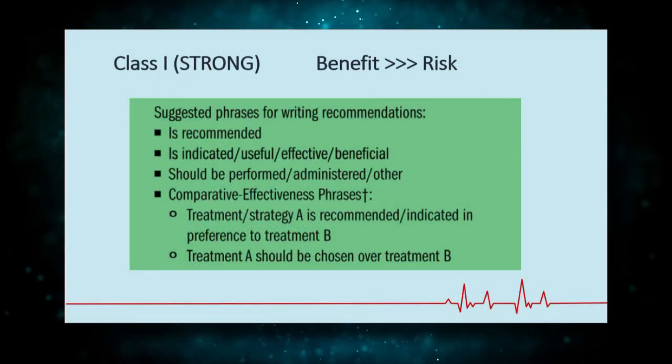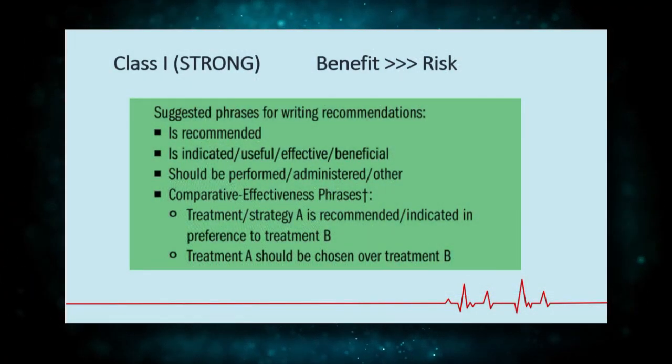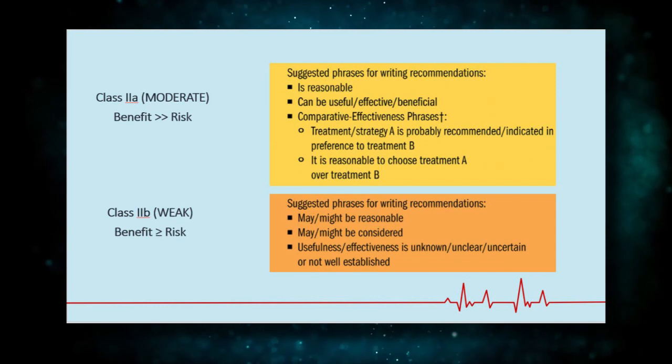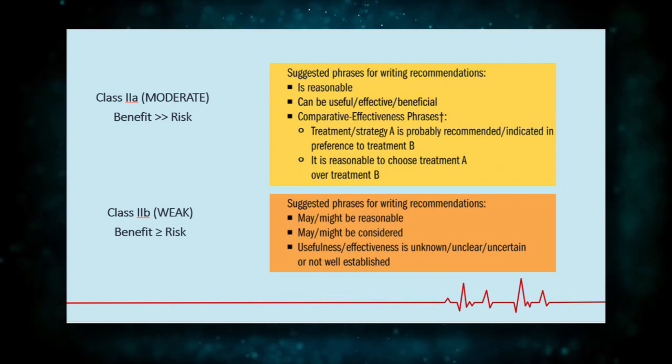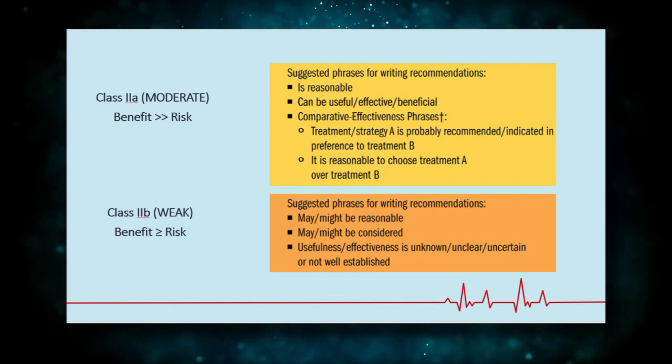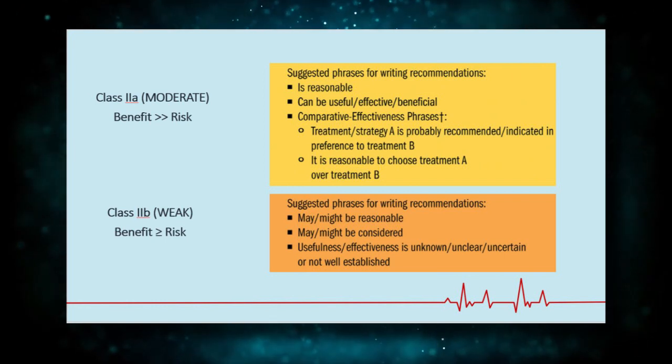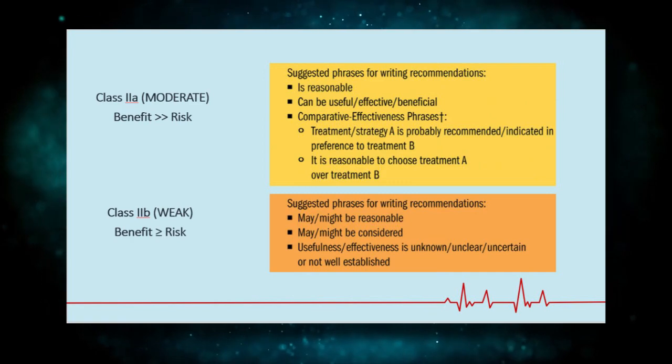And when comparing effectiveness for choosing treatment strategies, we use is recommended or should be chosen. While for Class 2A, where the benefit is almost 2 times higher than the risk, when writing recommendations, we use phrases such as is reasonable or can be useful or effective. And for comparing effectiveness, especially for choosing treatment strategies, we use probably recommended or it is reasonable.